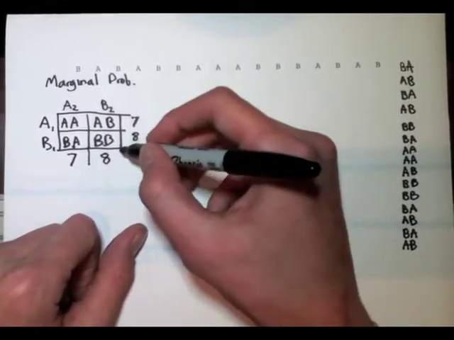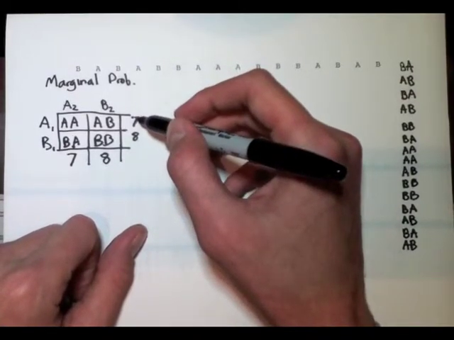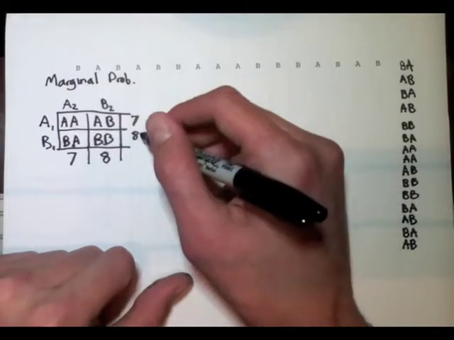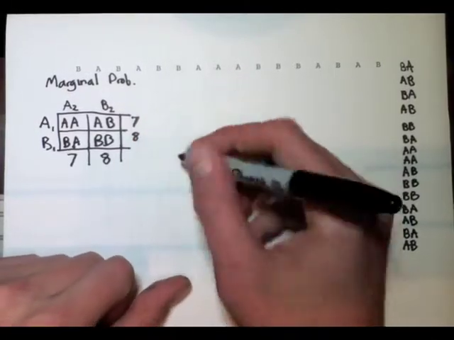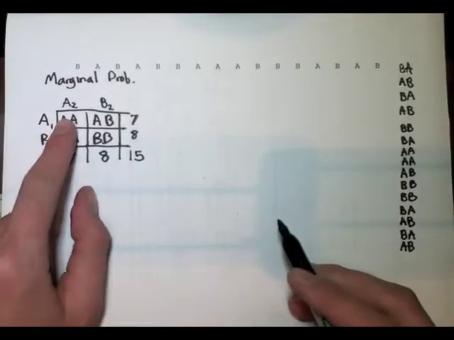So our marginal probabilities here are 7 that begin with A, 7 that end with A, and 8 that begin with B, and 8 that end with B. And our total is 15. So these should always add up.